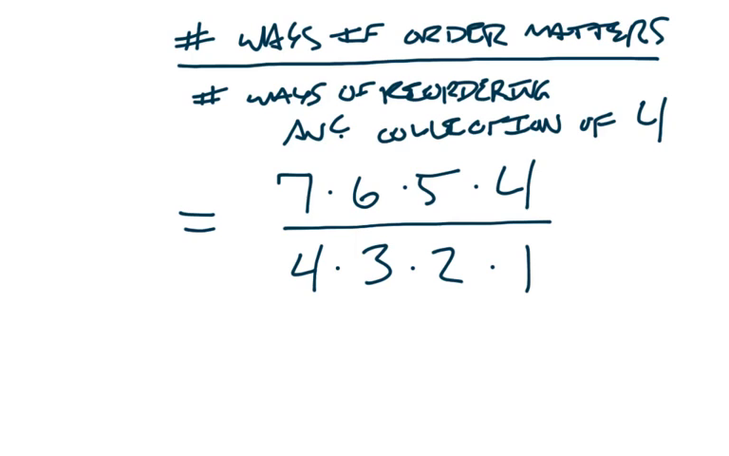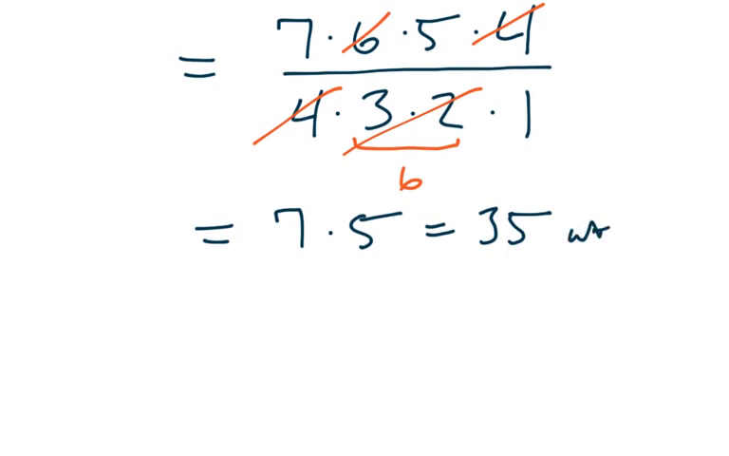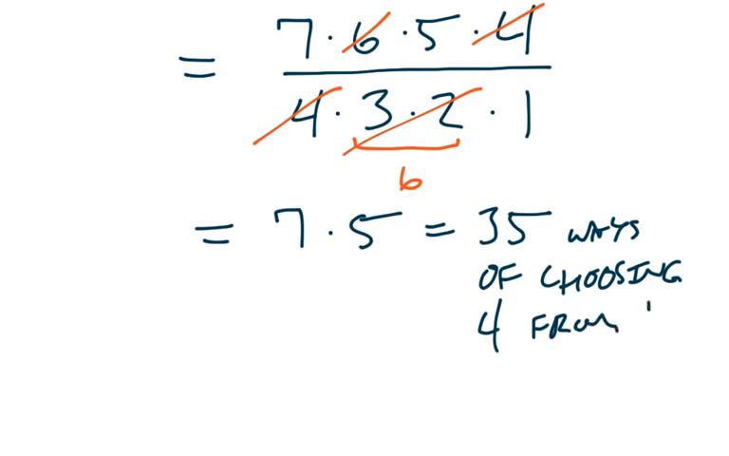So let's just cancel out things that can be canceled out. Since we're multiplying through everything on the top and the bottom, cancellation's relatively straightforward. The 4's cancel. 3 and 2 together, notice, is 6. And so the 6 can cancel with the 6, or with the 3 times 2. And so what we're left with, after canceling, is 7 times 5, which is 35. So this tells us there are 35 ways of choosing 4 books from the 7 available where order doesn't matter.